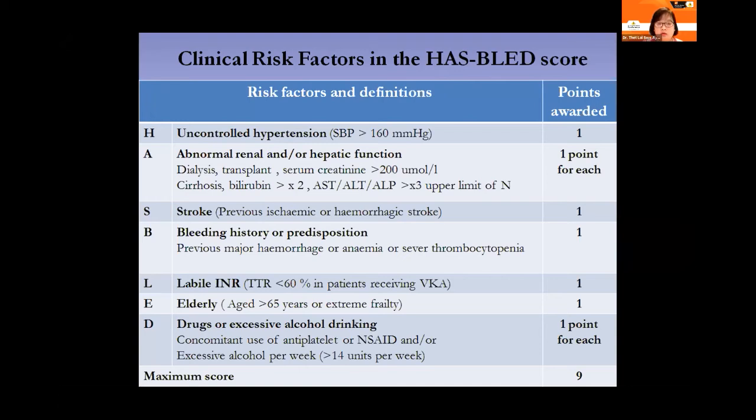Whether the patient has a previous stroke or bleeding history or predisposition to bleeding, and labile INR, that is when the patient is taking a vitamin K antagonist like warfarin, when the time in therapeutic range is less than 60%, it will score 1 point. And if the patient is elderly, it will add to the score. And we should ask the patient about drugs or excessive alcohol drinking history, because concomitant use of antiplatelets or NSAIDs and excessive alcohol, 14 units per week, will add 1 point for the HAS-BLED score. So the maximum score in the HAS-BLED will be 9, and a HAS-BLED score of 0 to 2 is regarded as low risk of bleeding.